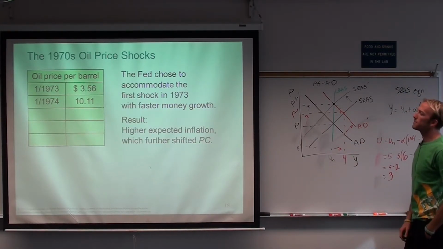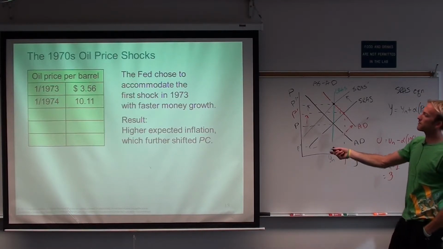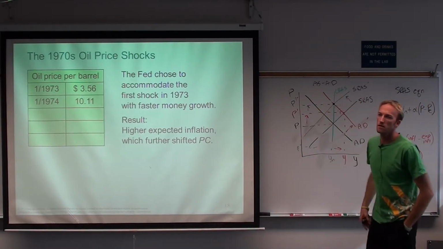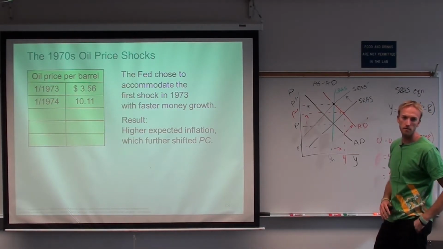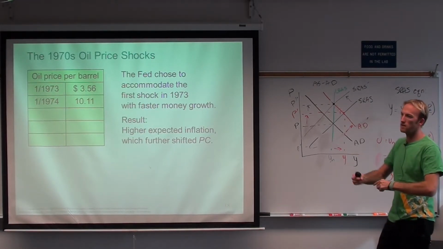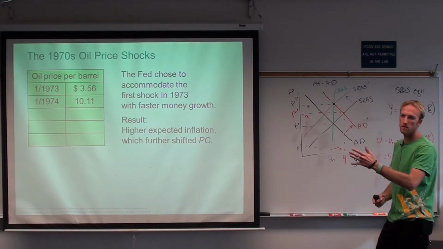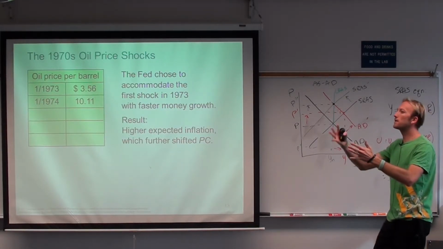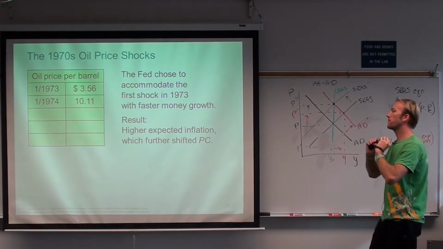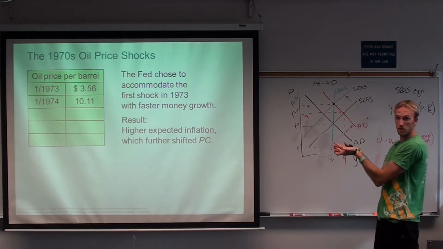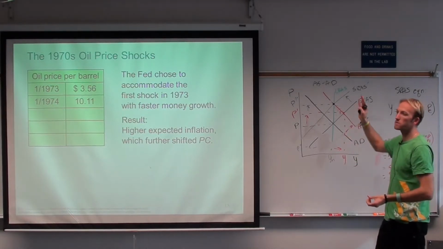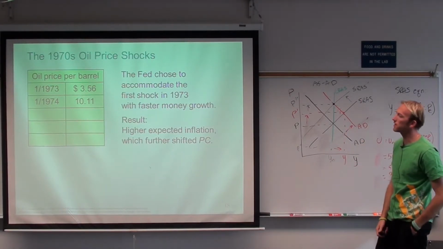Well, the higher inflation made the Phillips curve shift even farther to the right. So it's kind of like a chain reaction, right? People started getting higher inflation, expecting higher inflation, and there was this oil shock. So then the Fed pumped in more money, so then people expected even more inflation in the future. So it's shifting the Phillips curve out into that stagflation area.